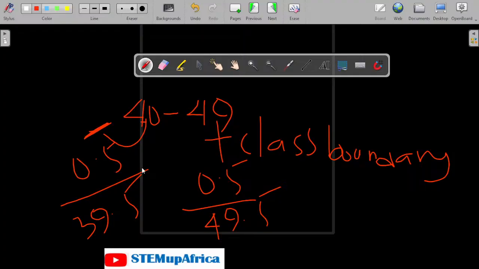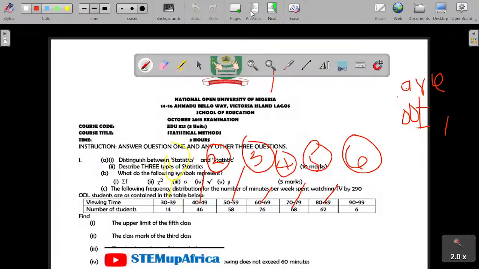So let's go back to the question. We are dealing with the sixth class, which is 80 to 89. What are they asking for? The class boundary of the sixth. They didn't tell us whether it's the lower class boundary or the upper class boundary. So we are going to deal with the two.